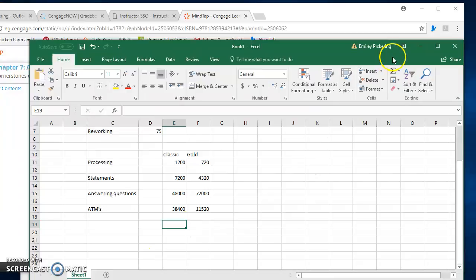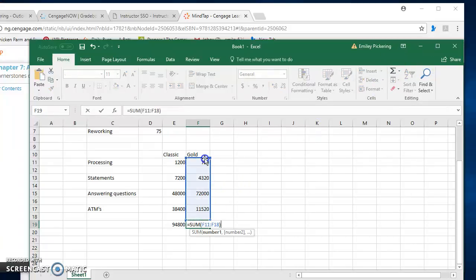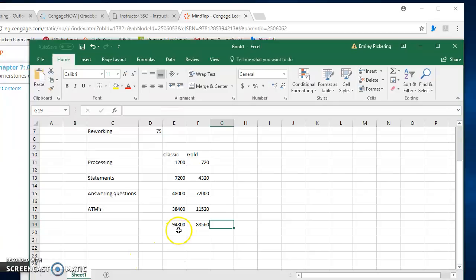So then let's calculate our totals here. And then to find the cost per card, I'm just going to take that total and divide it by how many cards we have. So we have a total cost of $94,800, and then we have 5,000 Classic cards. And this cost divided by 20,000 Gold cards. So as you can see, the Gold card is much cheaper than the Classic, but now we have a cost per card.